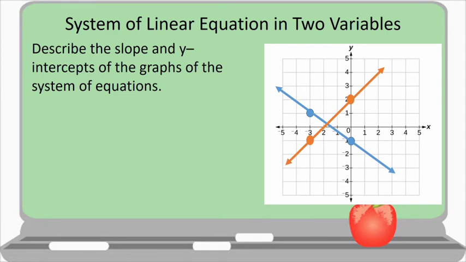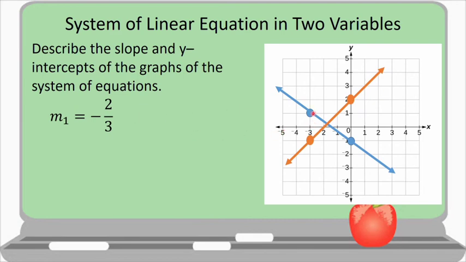Now let us have the next example. We have to describe the slope and the y-intercepts of the graphs of the system of equations. So we are given here, let us take a look at the blue one, the first graph. The slope of this line is negative 2/3. So why is it negative 2/3?